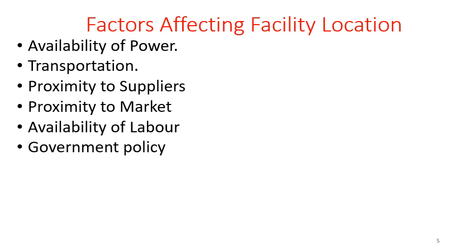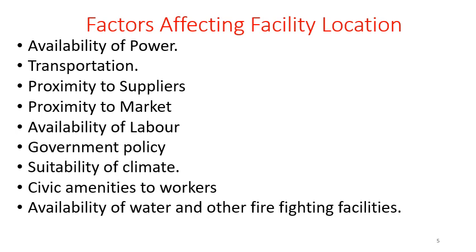For example, if I take a particular industry which is into food processing, the sentiments of the local people, the society there, are also important. Suitability of climate, civic amenities, availability of water and other firefighting facilities. These all come together. We were discussing government policy. As I told you, some states are very liberal in their policies, some are very rigid.